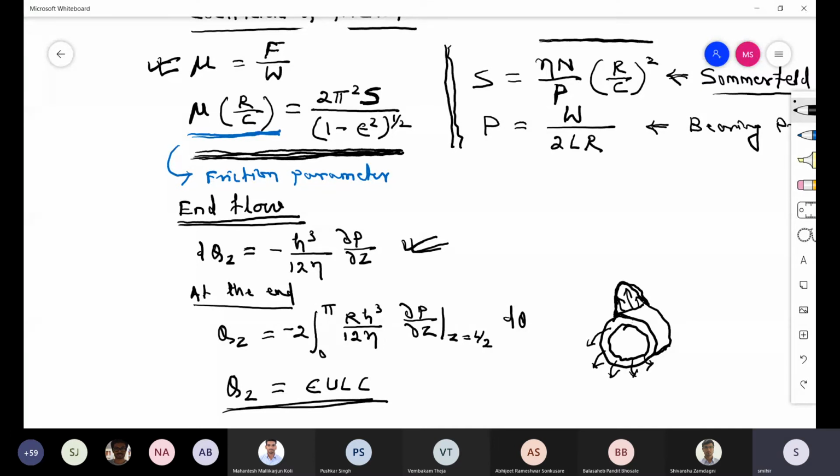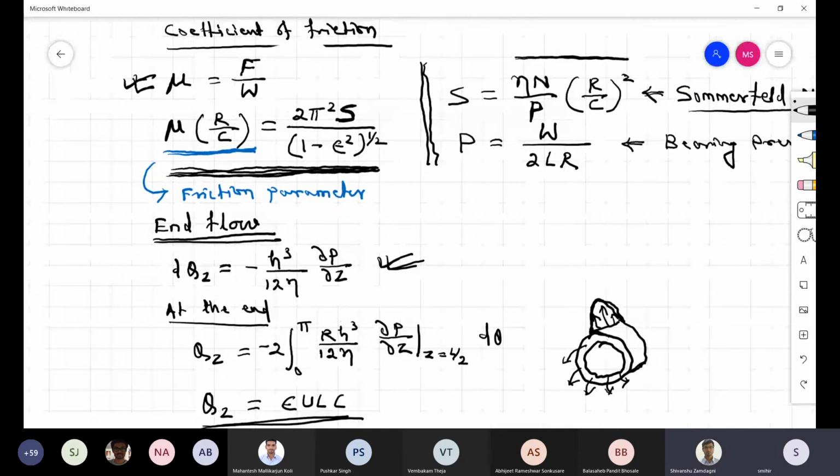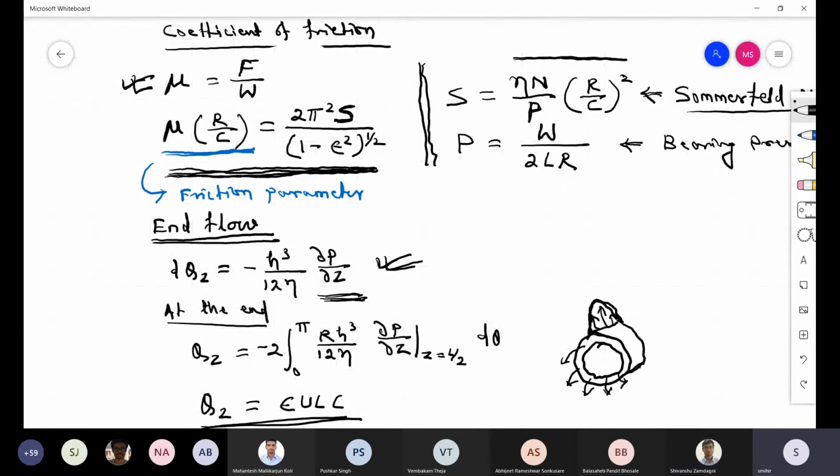So if you want to calculate that, this flow will depend on del P upon del Z, the pressure gradient in Z direction. This is your Z direction. So this expression, that we derived while deriving the generalized Reynolds equation from the Navier-Stokes equation, is the expression for end flow. Okay. So I am just taking it straightforward from there.